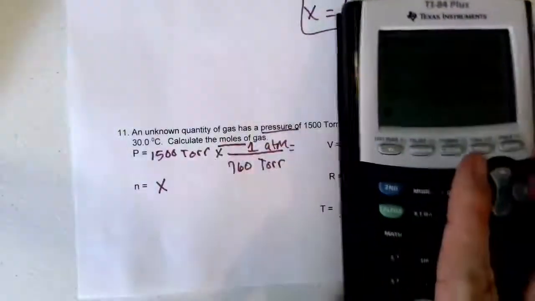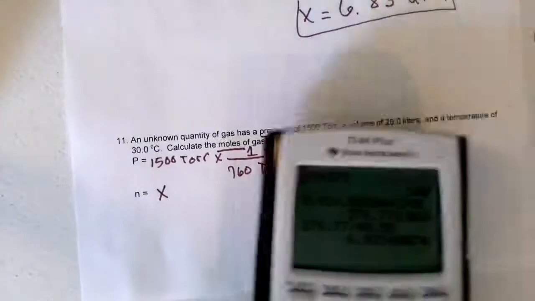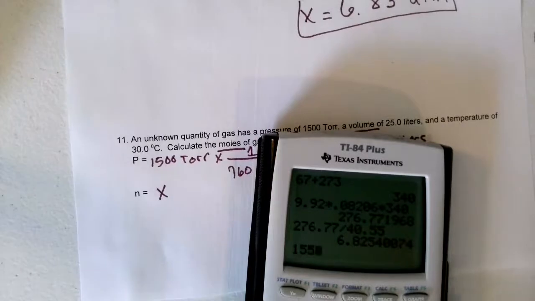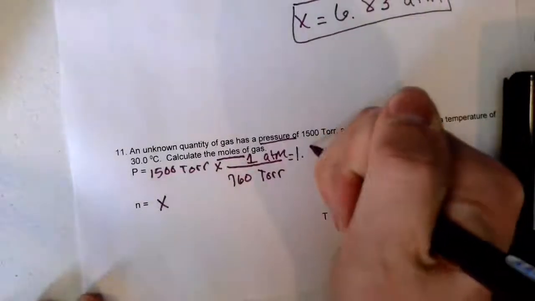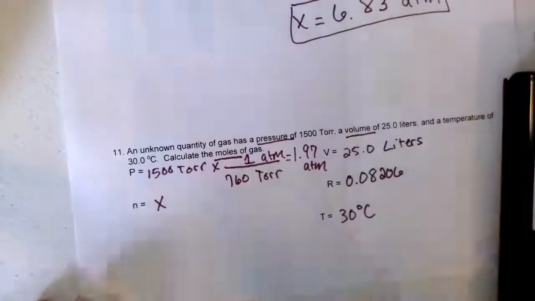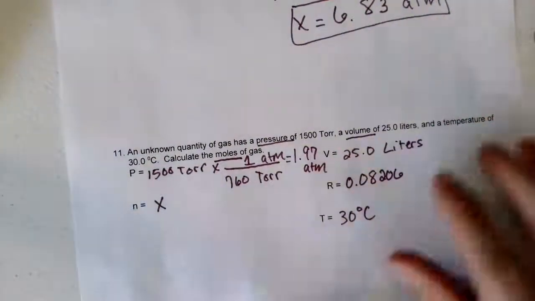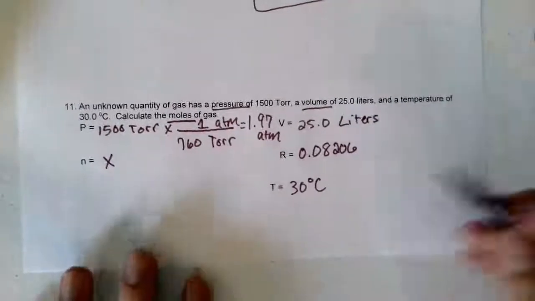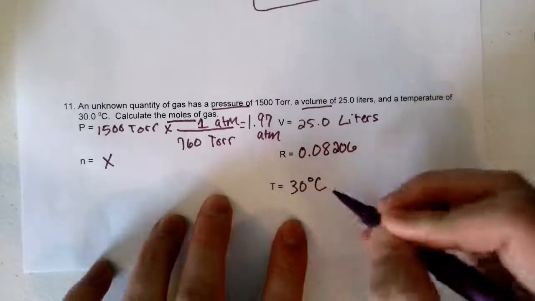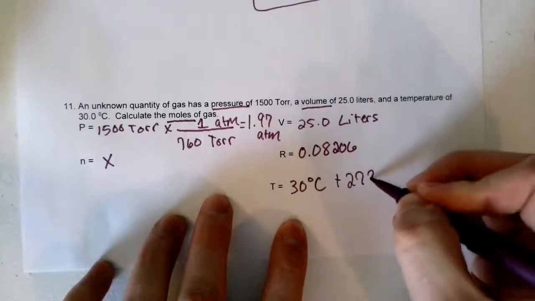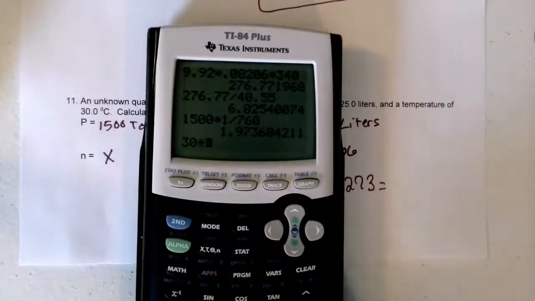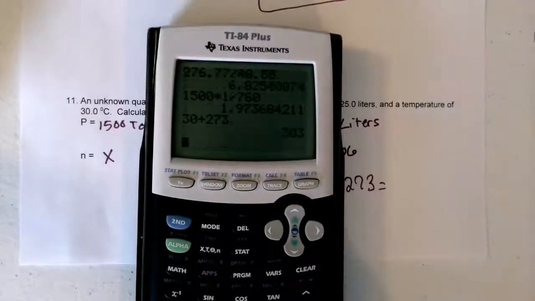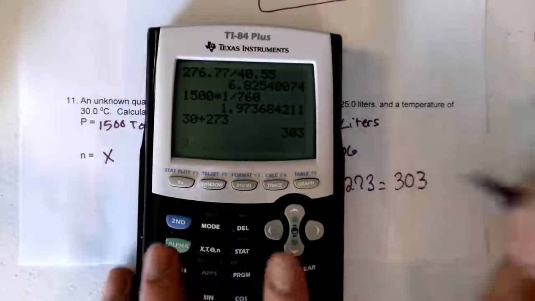So let's get out my calculator. I've got 1500 times 1 divided by 760, and that gives me 1.97. So I'm going to put 1.97 atm there. The last thing we need to do is fix this temperature. It's 30 degrees Celsius. We're going to add 273 to that to get it into Kelvin. 30 plus 273 gives me 303.